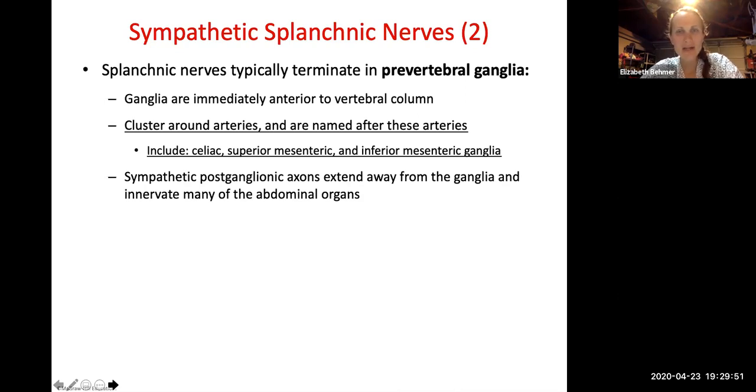Splanchnic nerves, so we're still in the sympathetic part. The splanchnic nerves typically terminate in prevertebral ganglia, and they cluster around arteries and are named after these arteries. I include these because these arteries are important branches off of your descending aorta that we'll get to next unit. So I just want you to know a little bit, not a whole lot, what these splanchnic nerves innervate. That's why under G, splanchnic nerves cluster around the arteries. We're going to look at what each one innervates really quick.